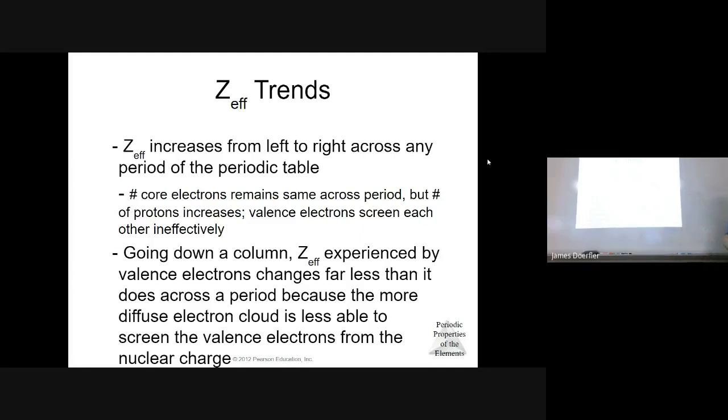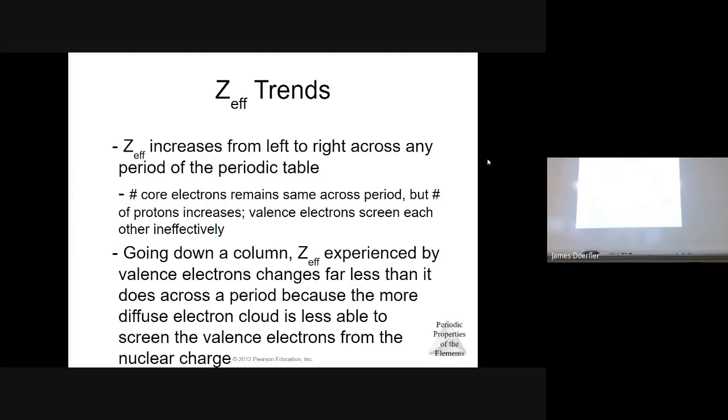the effective nuclear charge experienced by valence electrons changes far less, because as we go down a column, those valence electrons begin moving further and further away from the nucleus. It's like magnets: when you move magnets further and further away, they have a much less attractive pull on each other. So as electrons move further away, those protons really loosen their grip simply because of distance.